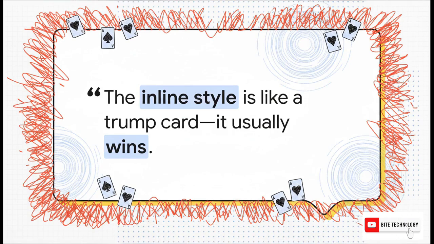And here's a perfect example of what I mean. That inline style is like a trump card. Even if your main style sheet says every single paragraph should be blue, the second you add style equals color red directly into that HTML tag, it's going to be red. End of story. It's the most specific instruction, so the browser listens to it over everything else.